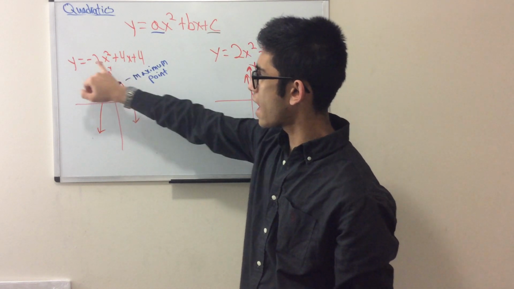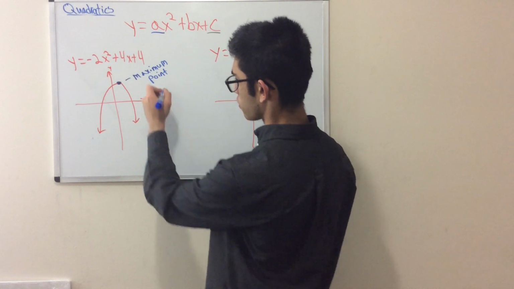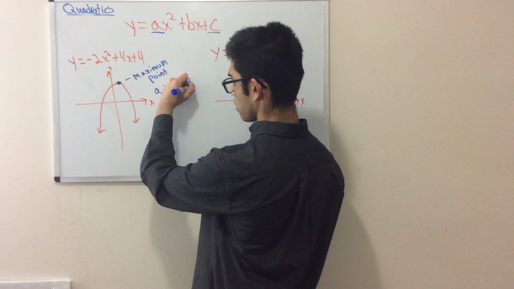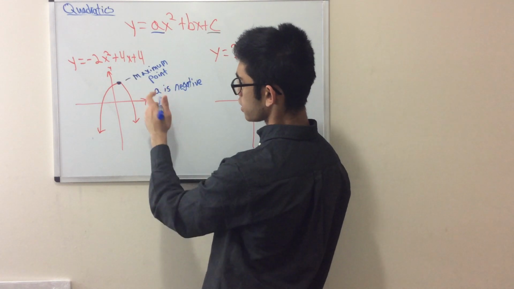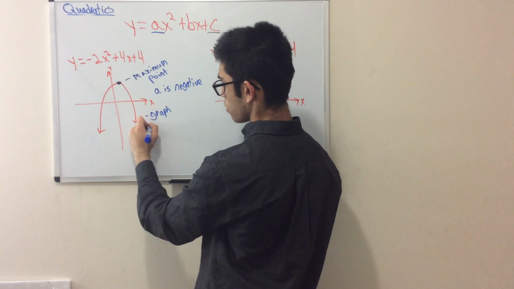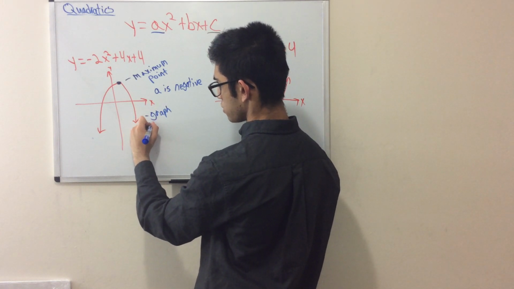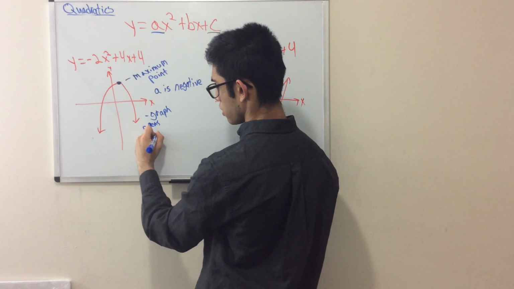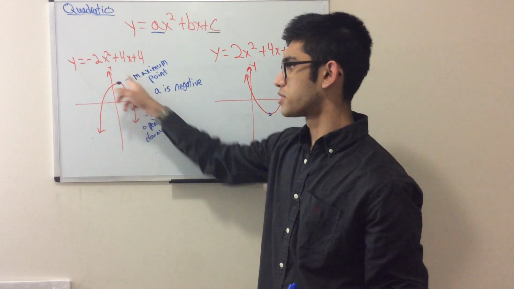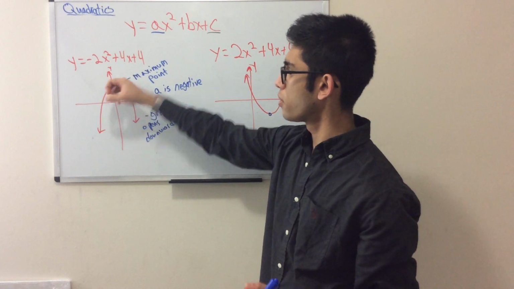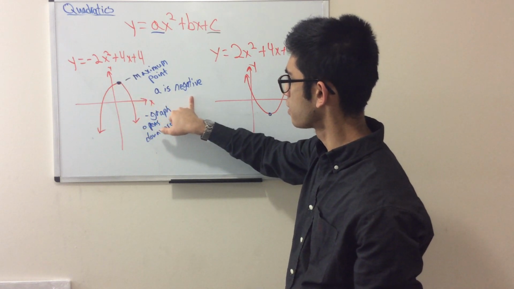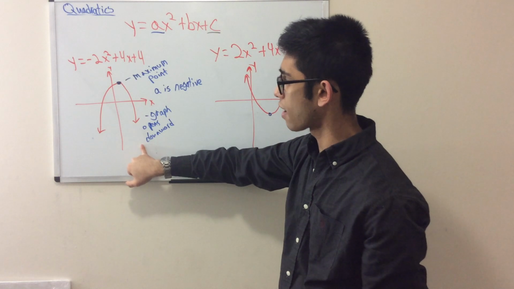So whenever I have a negative a value, so I'm going to write that, a is negative, there's a maximum point, and my graph opens downward. So all that means is my graph is an upside down U. It opens down, right? If I open the graph here, it starts going down from my maximum point. So my a is negative, I have a maximum point, and the graph opens downward.